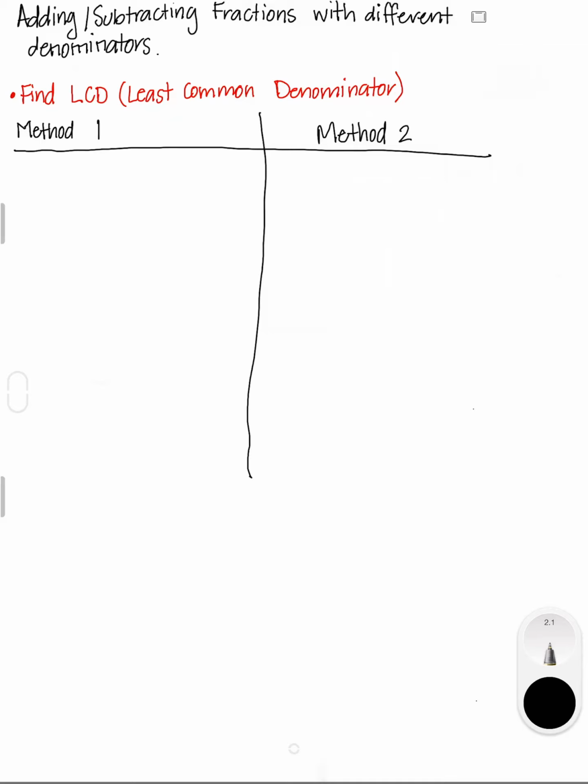Okay, so now I'm going to go over the addition or subtraction of fractions with different denominators. What is it? What are the steps that we need to take? This is a part where combining fractions gets annoying, it gets more complex.